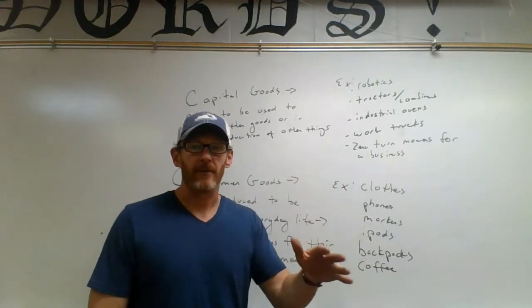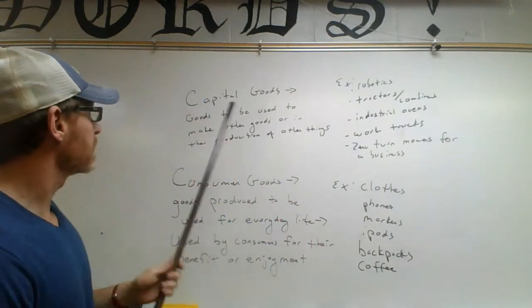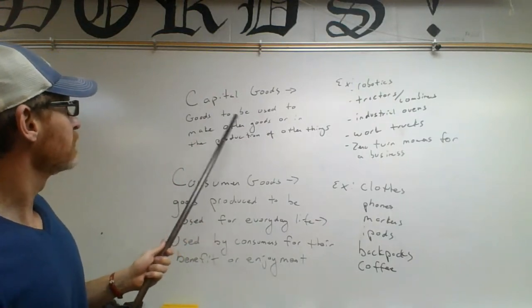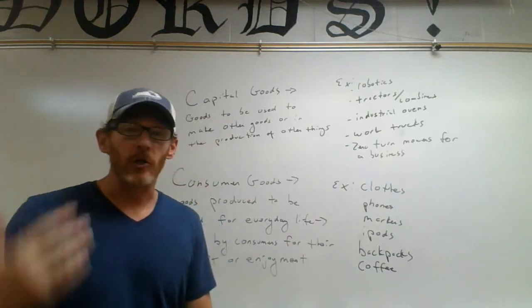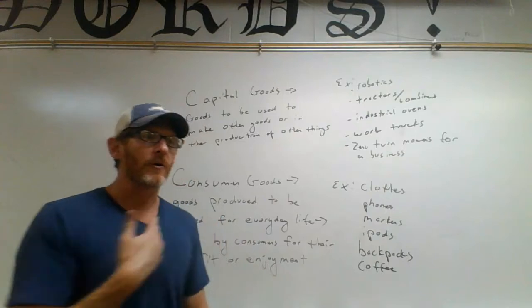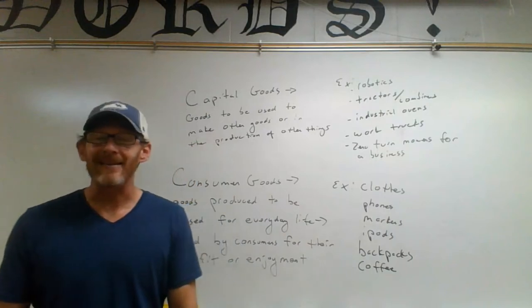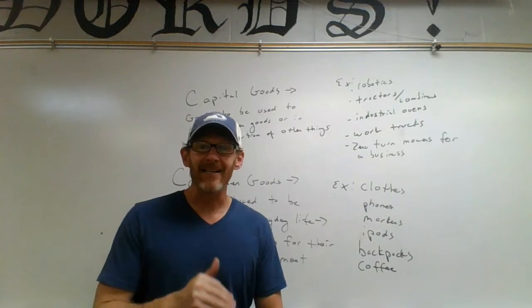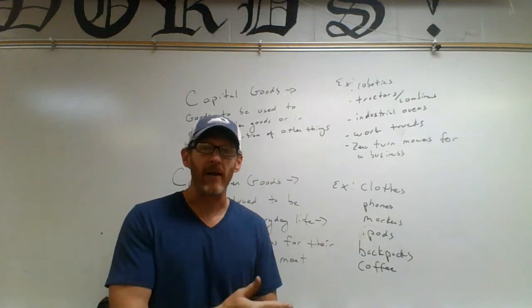Capital goods are different. Capital goods, sometimes we call them capital investment goods. Capital goods are goods to be used to make other goods and in the production of other things. Essentially, businesses use capital goods to make other stuff. Okay? So capital goods are used by businesses in the production of something else. That doesn't mean that everything that businesses own is a capital good, but what it does mean is that they buy certain goods that help them produce and make money.